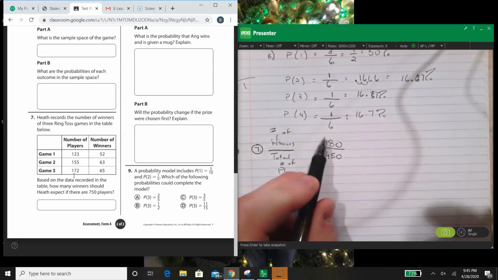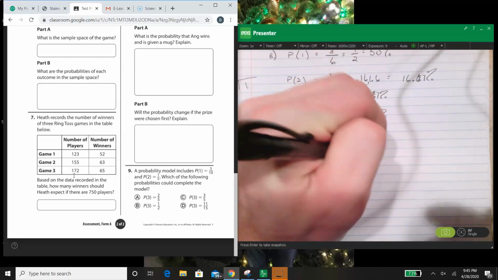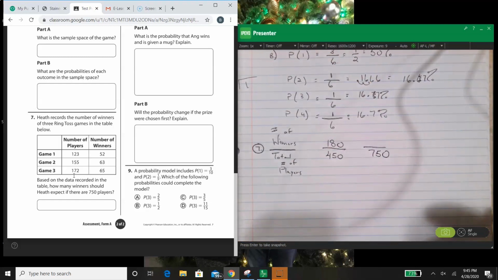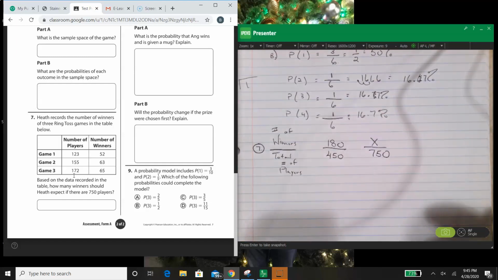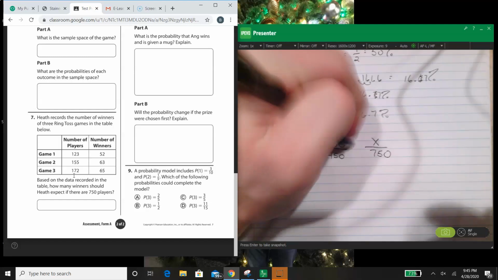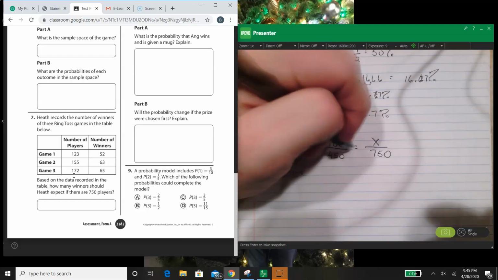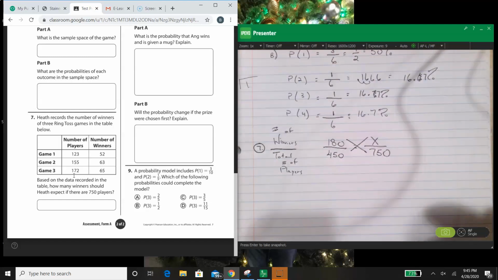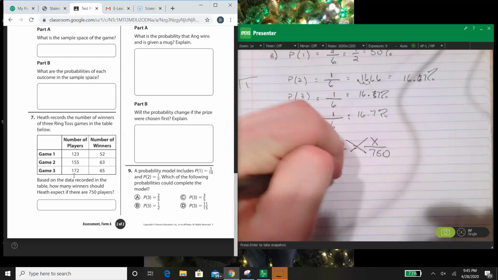So I've got the winners over the total. Well, what if my total is 750? I want to know how many winners there are. Since I don't know, I can label that with an X. I set these two equal to one another, and then I can solve through a proportion. So I can cross multiply whenever we solve through a proportion. So 450 times X.